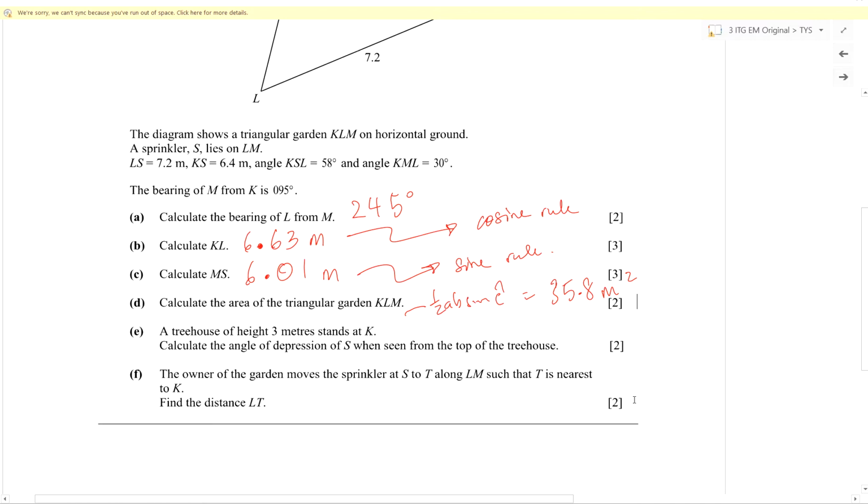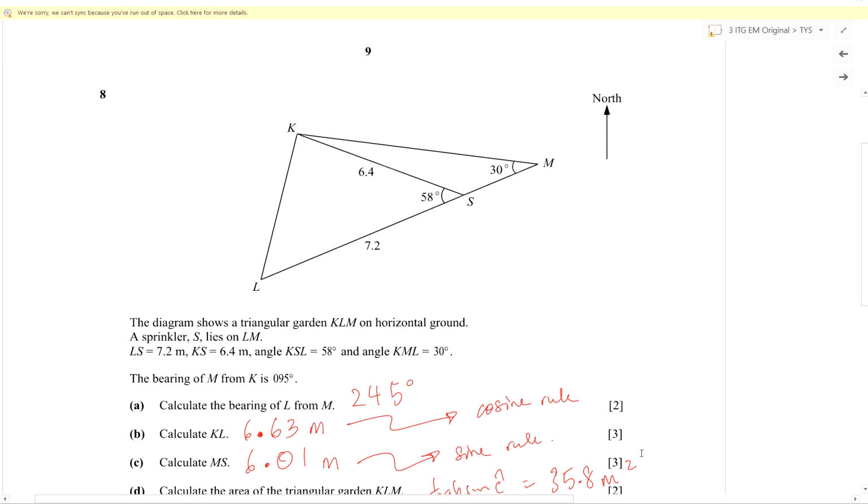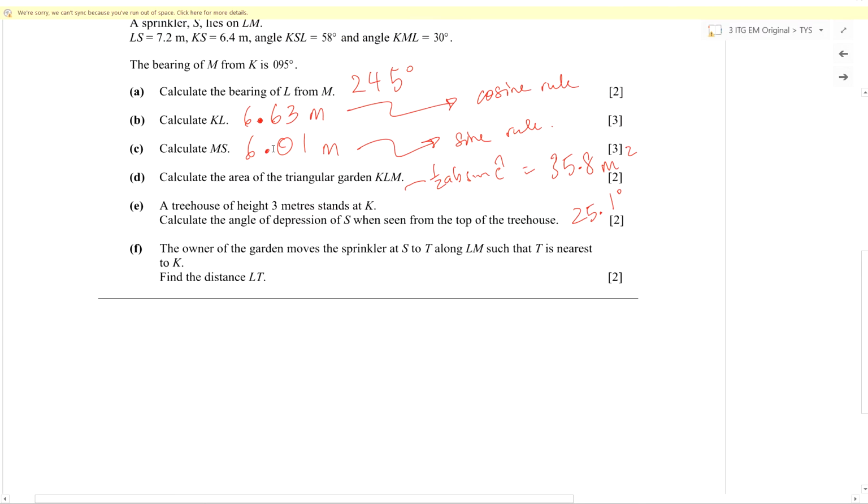Angle of depression. KLS, this angle? Yeah. Did we already have KL? Yes, we had KL. Sine rule: KL over sine 58 equals 6.4 over sine unknown. Okay, I didn't expect to say this, but I'll look up for part E.